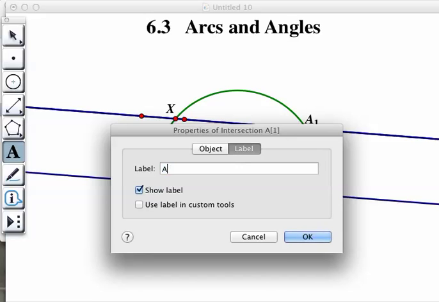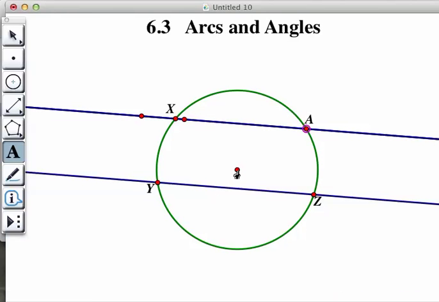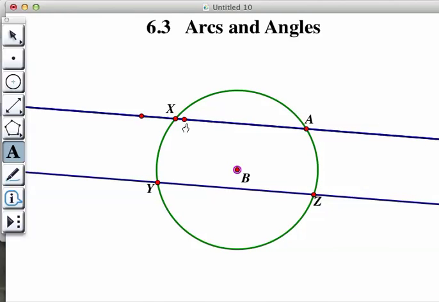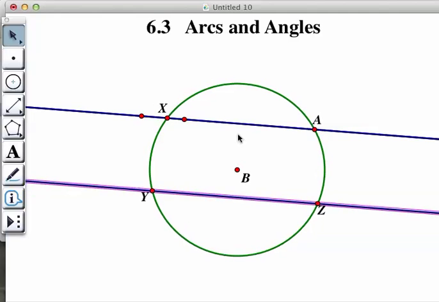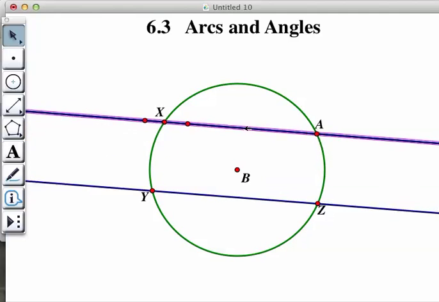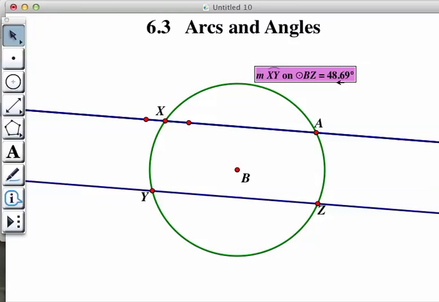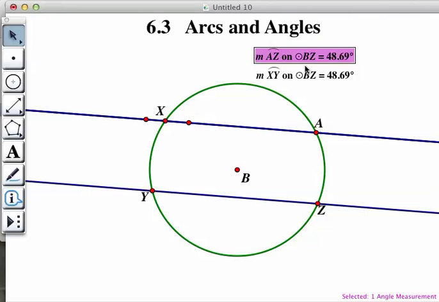We'll just call this one point A. And this can just be circle B. All right, so we've got arc XY and arc AZ. They're both captured between two parallel lines. Let's see what happens if I measure those two arcs. Wow. Hey, wait a minute. Those two arcs are congruent.